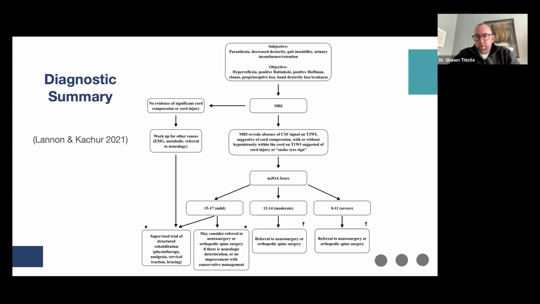If the MRI reveals changes, then doing an MJOA outcome measure, if you haven't done that already, will give you some idea. And again, with the lower scores, you go from mild, moderate to severe. Severe is a surgical referral. Moderate, also a surgical referral. But here's my advice to you as chiropractors.